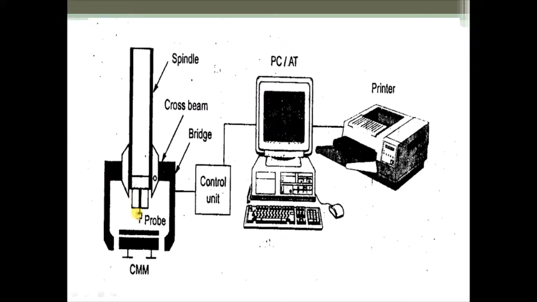Now let us see one of the setups of these CMM machines. Here you can see the probe. This is the CMM machine probe. On that the probe head is there, above the crossbeam, spindle, and here you can see a control unit is attached to this, and further this control unit is attached to the PC, and from the PC to the printer. Okay, so this is how the CMM machine setup is.